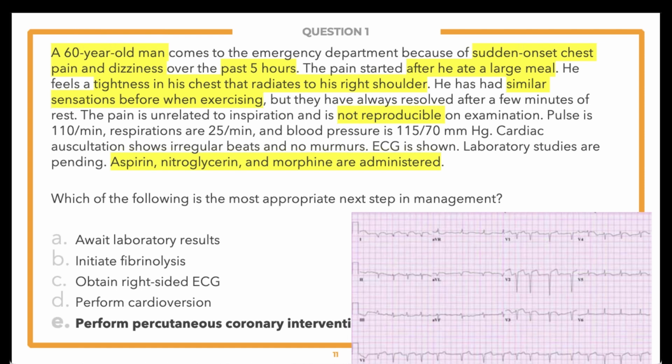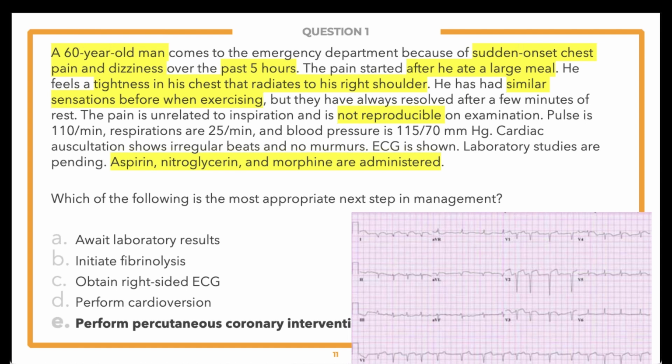If it's reproducible, if it's like, hey, I move my arms around and I feel the pain, or I push on my chest and I feel pain, think more musculoskeletal, costochondritis, that route. It's unrelated to inspiration. If it's associated with inspiration, think more pleurisy, think more PE-related things. That's the way you got to think about it. So chest pain, all your differentials got to be out there.